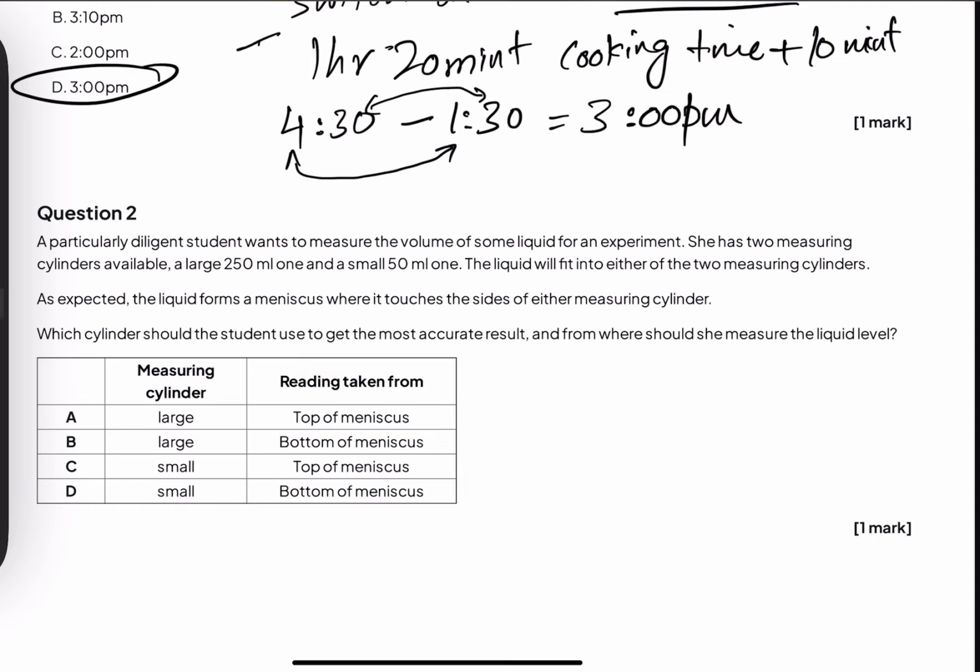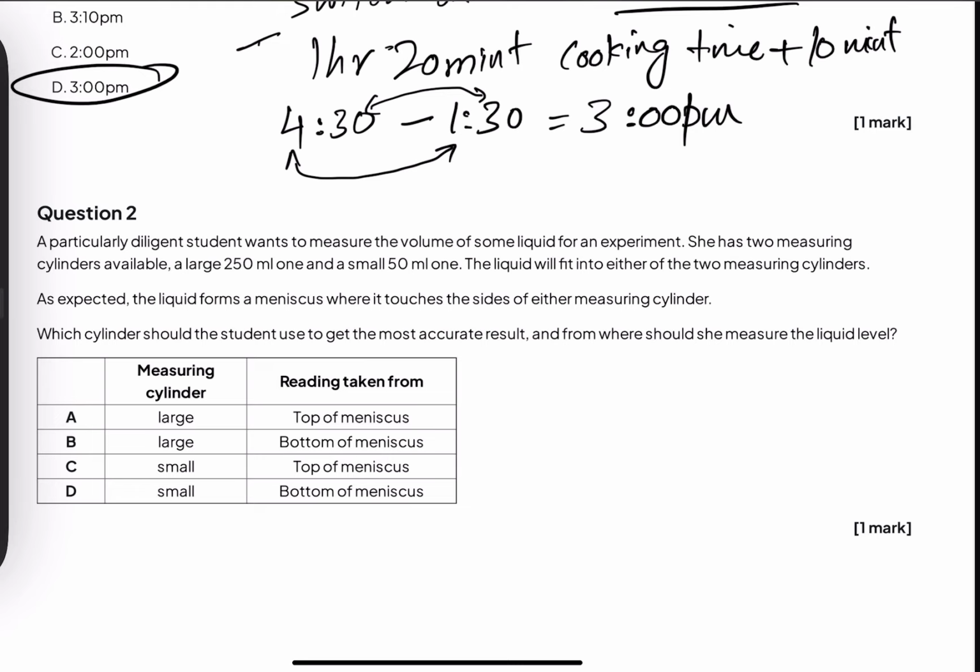Question 2. A particularly diligent student wants to measure the volume of some liquid for an experiment. She has two measuring cylinders available, a large 250 milliliter one and a small 50 milliliter one. The liquid will fit into either of the two measuring cylinders. As expected, the liquid forms a meniscus where it touches the sides of either measuring cylinder. Which cylinder should she use to get the most accurate result, and from where?